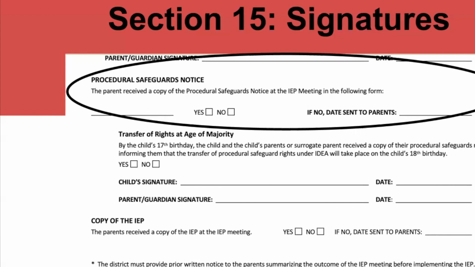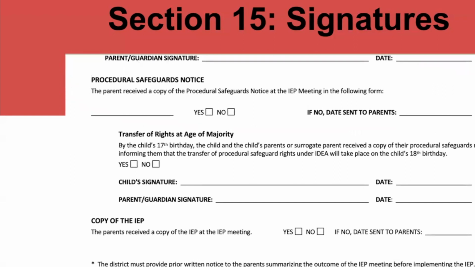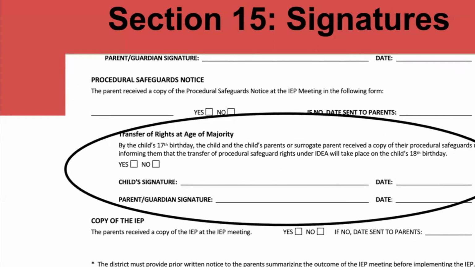If they didn't get them at the IEP meeting, make sure you know when you gave them. Make sure you have that documented somewhere where they received that. The transfer of rights at majority, this middle section, has to be signed prior to the child's 17th birthday. So we're doing this when they're 16.